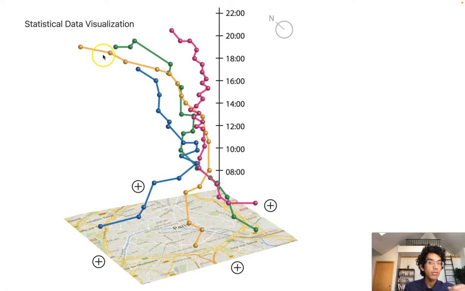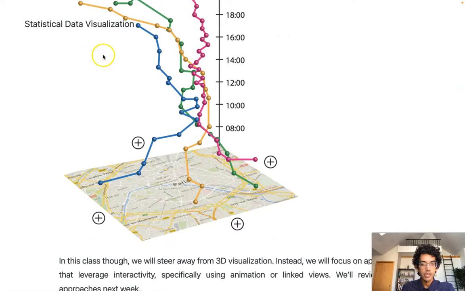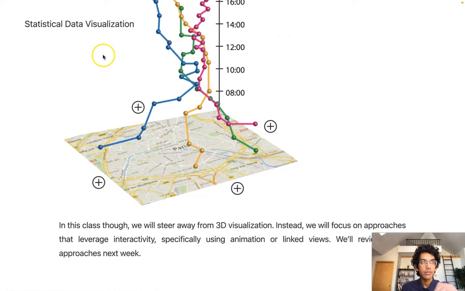But we will generally avoid 3D in our visualization class. Usually you only want to use 3D if it's absolutely necessary. It's often possible to get the same effect using just 2D. But in order to do it well, we're going to need some sort of interactivity. That will be the topic for next week.